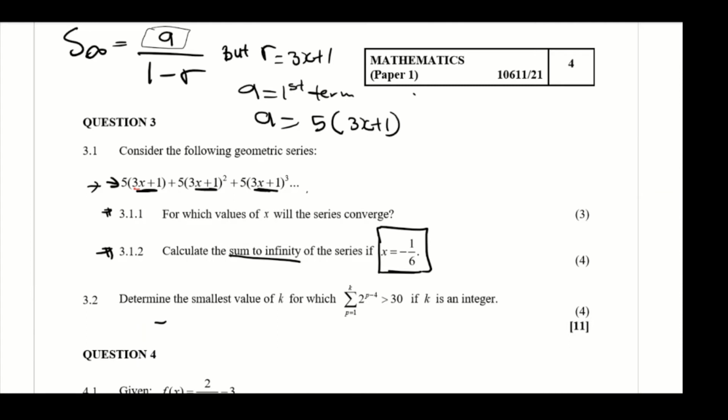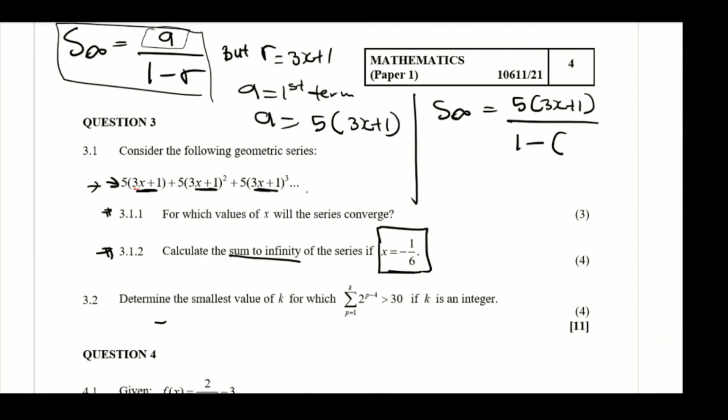So let's substitute this in our sum to infinity, because we are asked to find the sum to infinity. So when I say sum to infinity is equal to our a, which is 5 into (3x + 1), divided by 1 minus our r, which is 3x + 1. So this is 3. Cool.